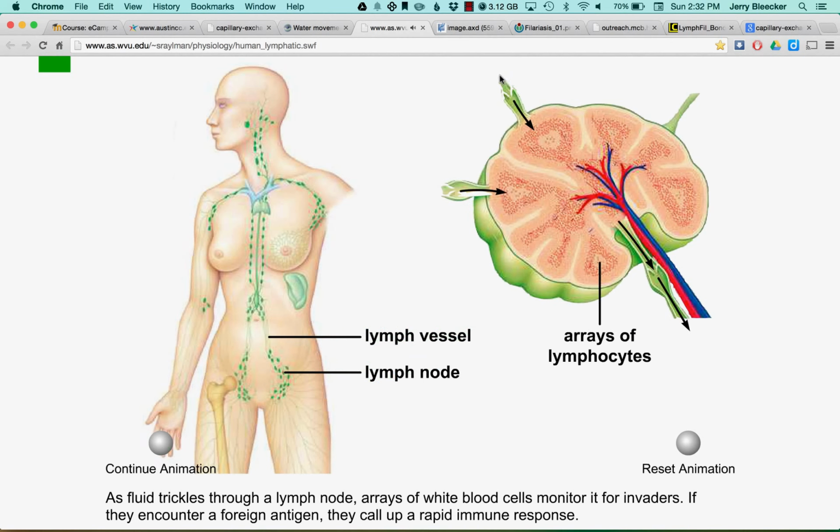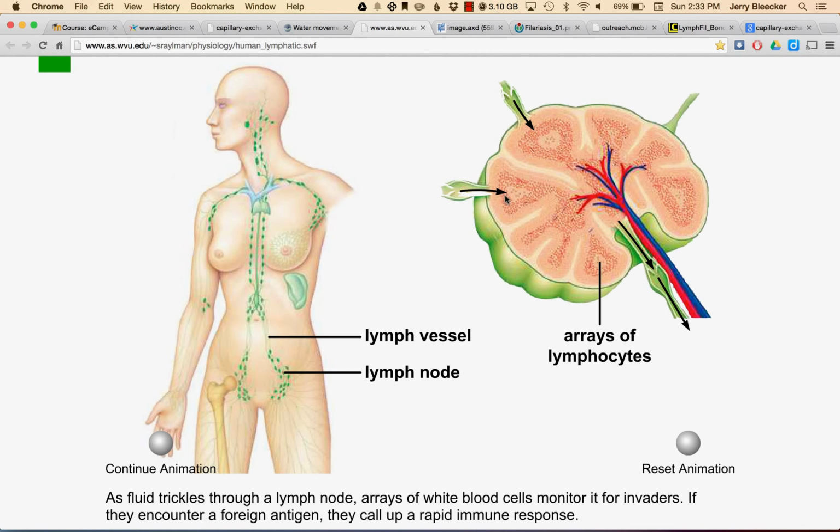Now, the entering vessels are called afferent vessels, and the one exiting from the node is known as an efferent. We saw that in the kidney where we talked about afferent and efferent, entering and leaving. And that's what you're looking at here. The outside of a lymphatic node is called the cortex, and inside is the medulla. As the lymphatic tissue goes through here, I referred to this as a screen, and that's why. Because as it works its way through this network, this gives the immune system a chance to respond if there are any infective agents in there.